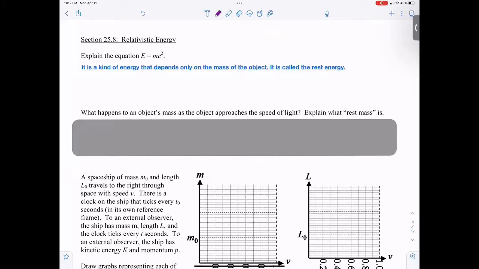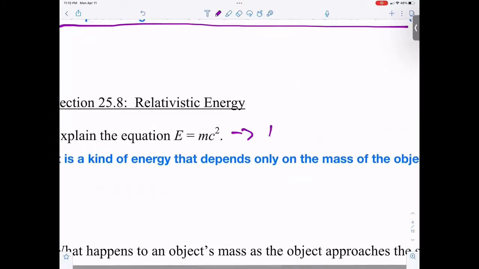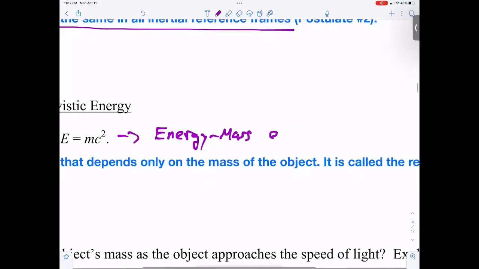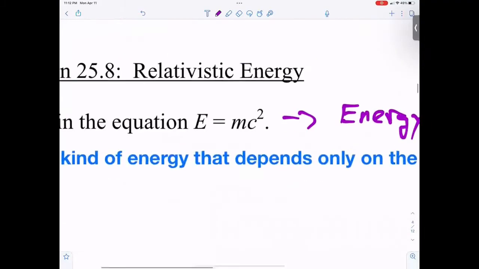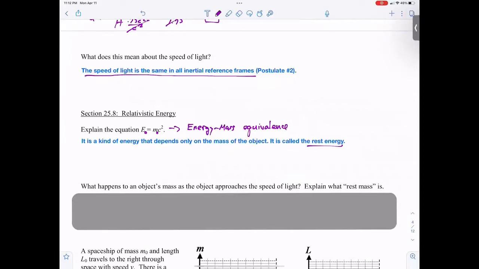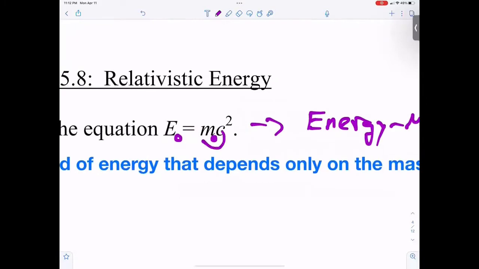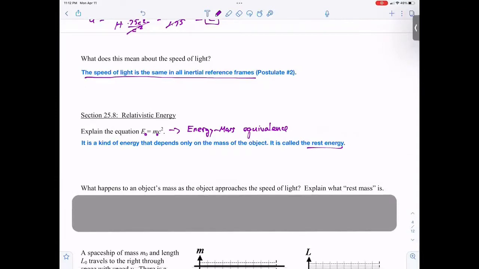Well, E equals mc squared is referred to as the energy-mass equivalence. Now, when it's written like this, it's E naught equals m naught c squared, because this is called the rest energy, meaning the energy that you have when mass is converted into energy. But it's rest mass, meaning a mass that, as would suggest, is at rest.